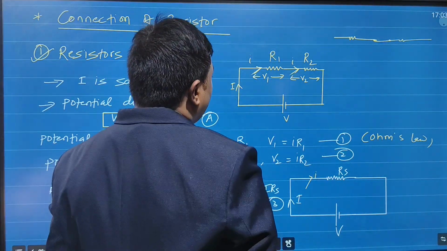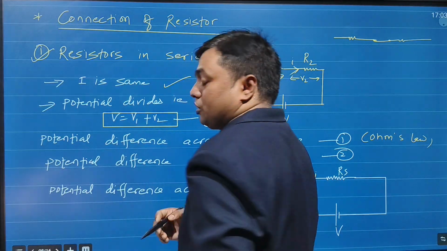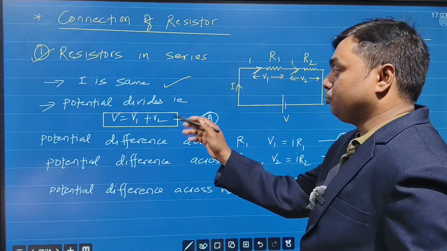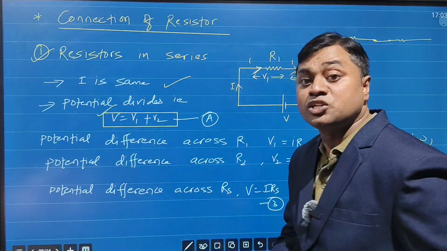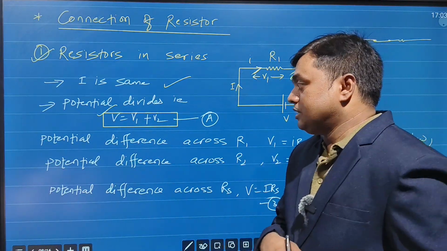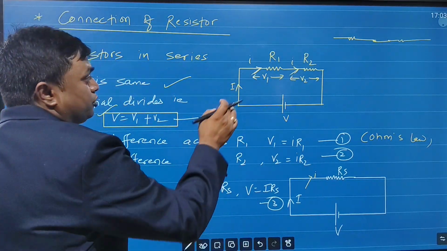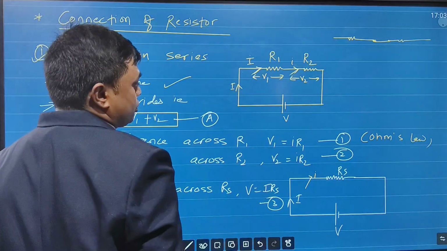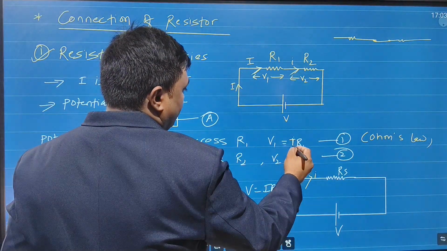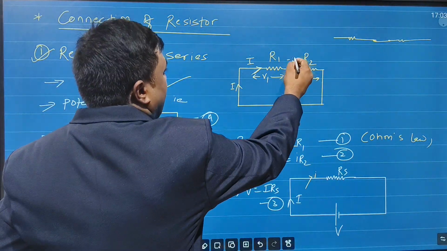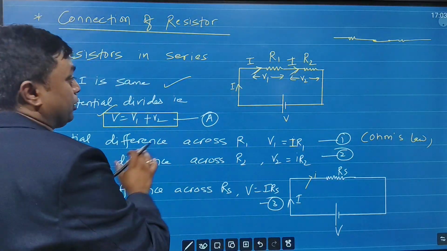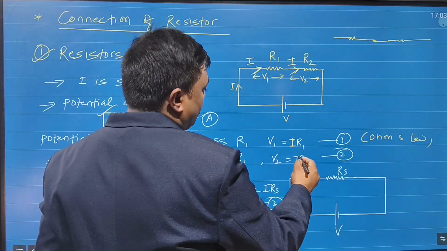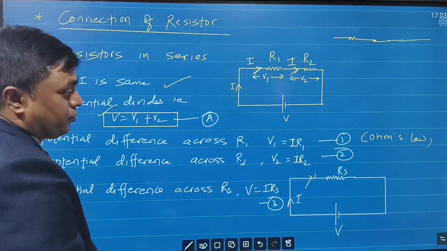Now, in a series circuit, current is the same. Whatever V we are giving will divide across the resistors, so the potential divides. So V is equal to V1 plus V2, that you have to remember. When current I passes through R1, the potential difference across R1 is V1, which is I into R1. Similarly, when current I passes through R2, the potential difference across R2 is V2, equal to I into R2. This is using Ohm's law.